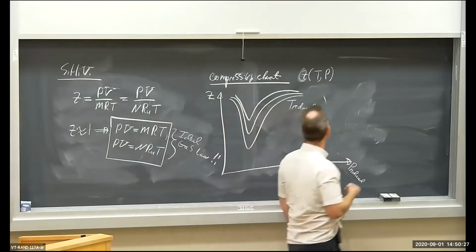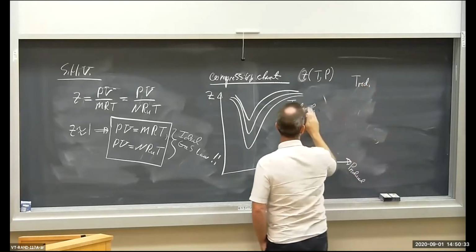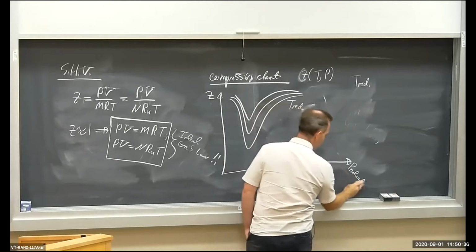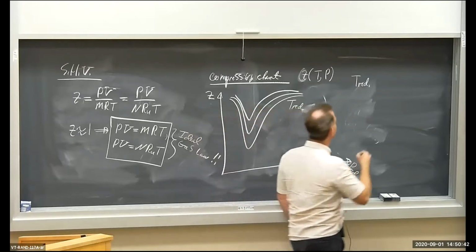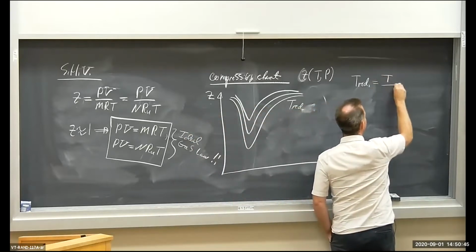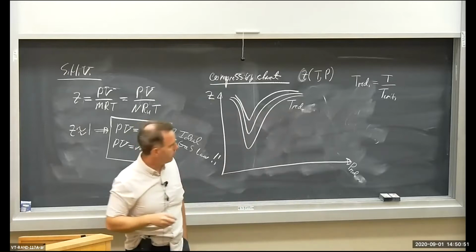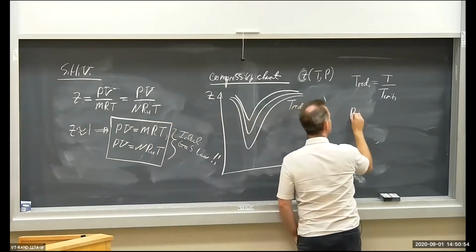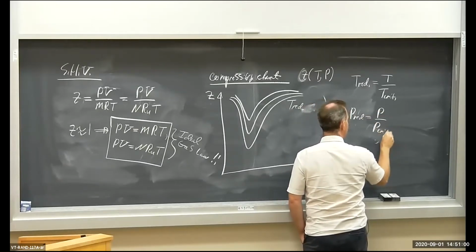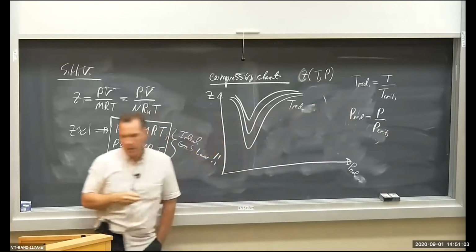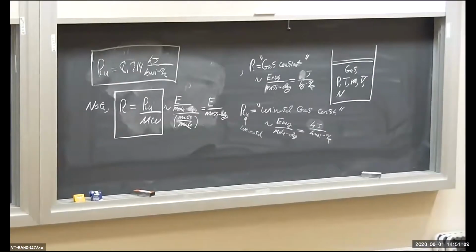What are these things? Well, T reduced, I'm just going to write T reduced, and I'm going to put a reduced there. T reduced is defined to be equal to the temperature of the gas divided by the critical temperature. The critical temperature, okay? And P reduced is equal to the pressure of the gas divided by the critical pressure. Now, these should be kind of familiar to you. Let's remind ourselves what these critical temperatures and pressures are.